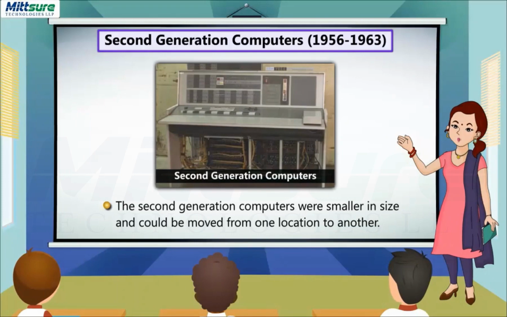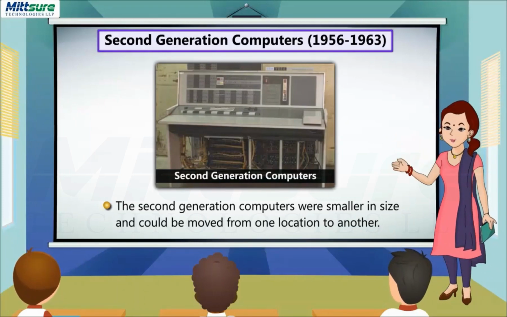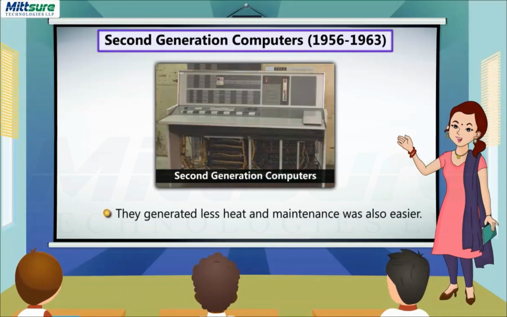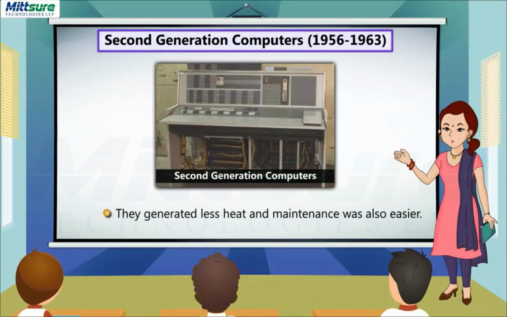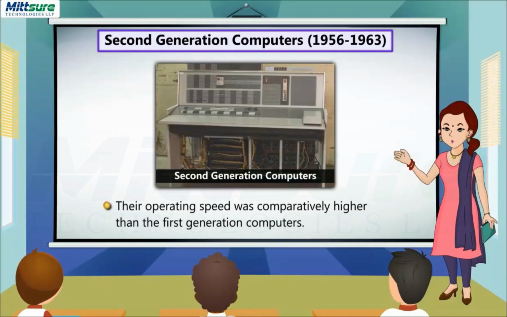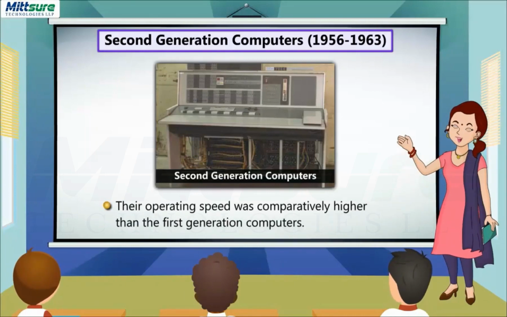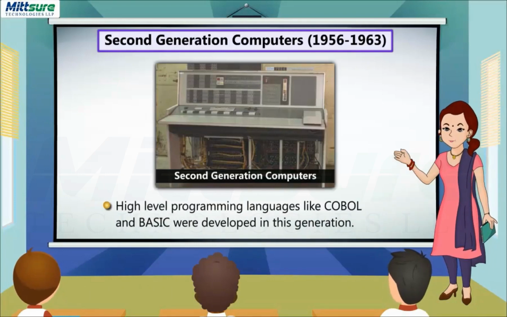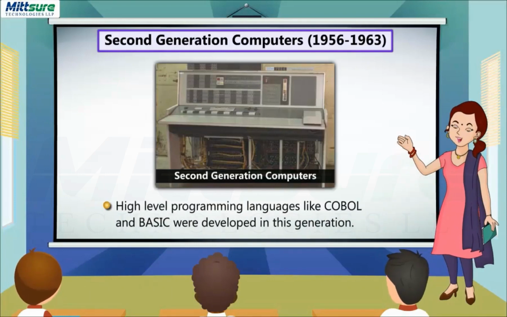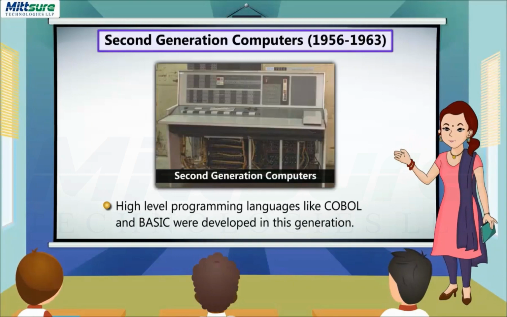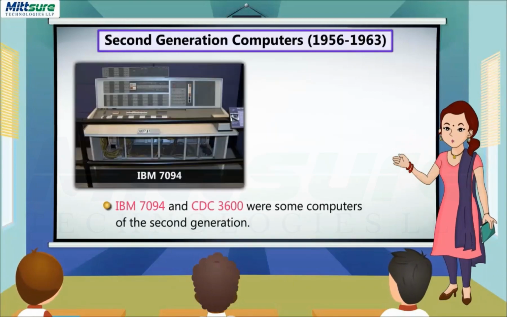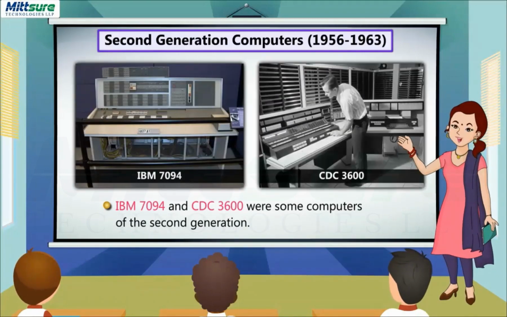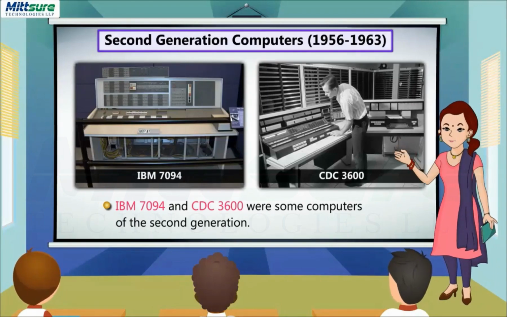The second generation computers were smaller in size and could be moved from one location to another. They generated less heat and maintenance was also easier. Their operating speed was comparatively higher than the first generation computers. High-level programming languages like COBOL and BASIC were developed in this generation. IBM 7094 and CDC 3600 were some computers of the second generation.